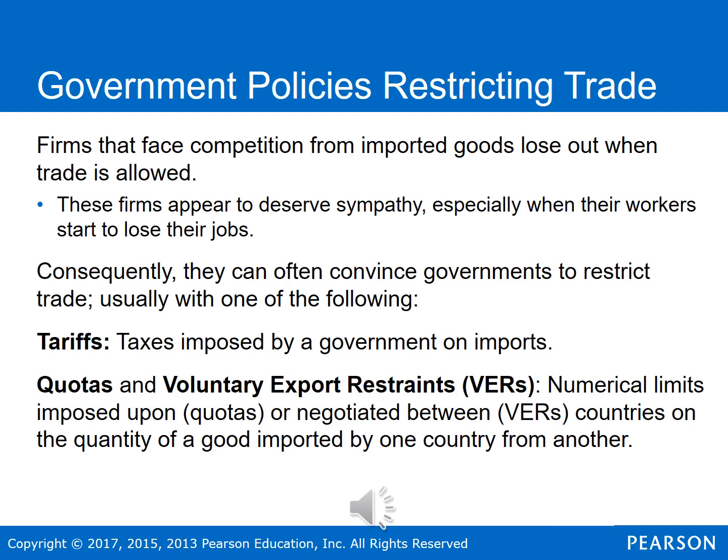However, the firms that face competition from imported goods are going to lose when free trade is allowed. So it's very easy to give these firms sympathy when you see them suddenly failing because of a change in regulatory policy that now allows international trade, especially when you see their workers start to lose their jobs. So typically what they tend to do is try to convince the government to restrict trade. And they typically use either tariffs, so these are taxes imposed by the government on imports, or quotas, or numerical limits imposed upon countries, limiting the quantity of a good imported by one country to another.